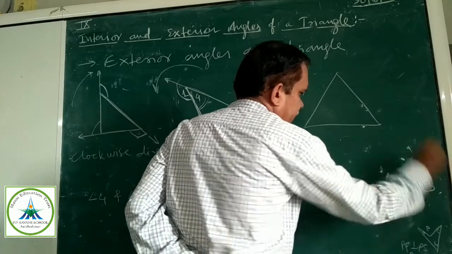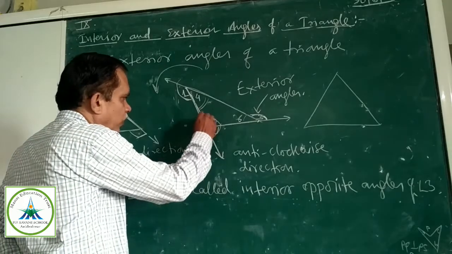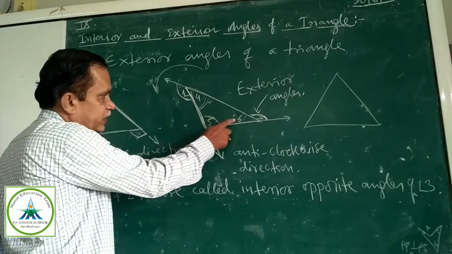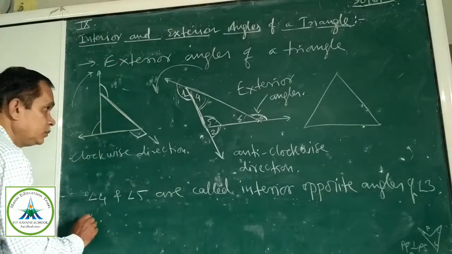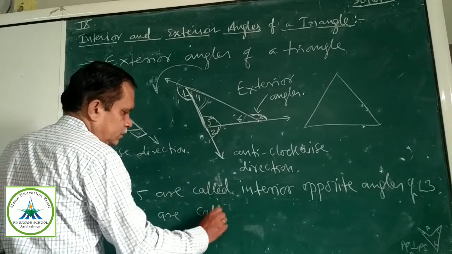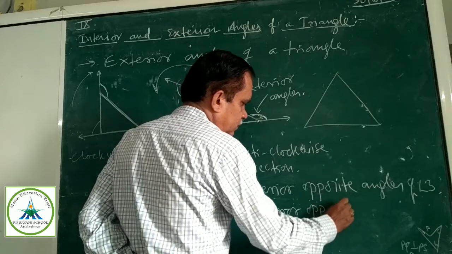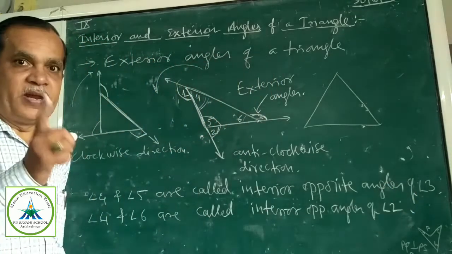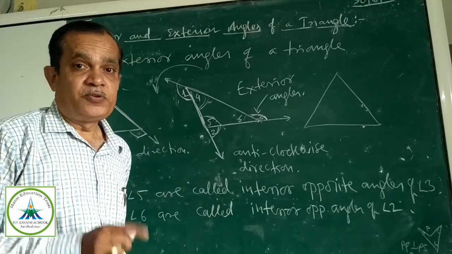Now similarly, if I take angle 2, along with this linear pair, I leave it. So what are these? 4 and 6. So angle 4 and 6 are called interior opposite angles of angle 2. Now everybody understood the meaning of interior opposite angles. Okay, you can recognize which are the interior opposite angles.